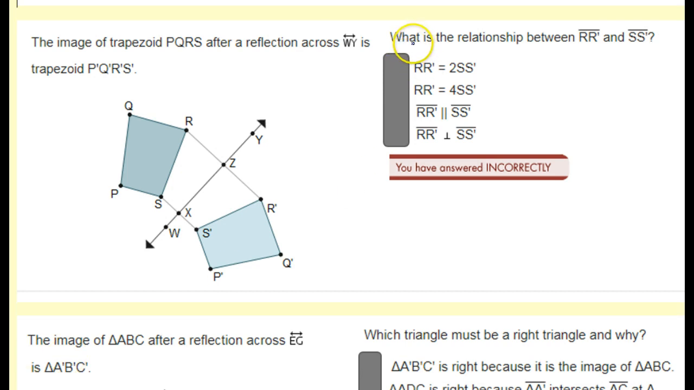In the next problem, they're asking us what is the relationship between the segment R prime and the segment S prime. Well, here is R and here is R prime. So this is the segment R prime. Okay, now here is the point S and here's the point S prime. So here's the segment S prime. So how are these two related? They are parallel. So this should be the answer right here. RR prime is parallel to SS prime.